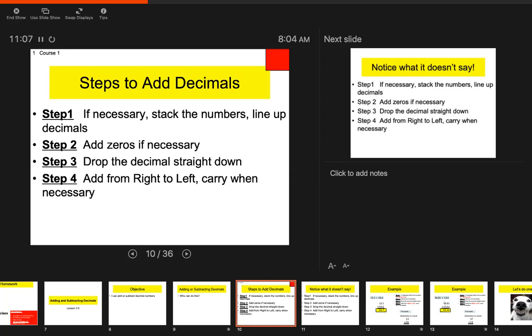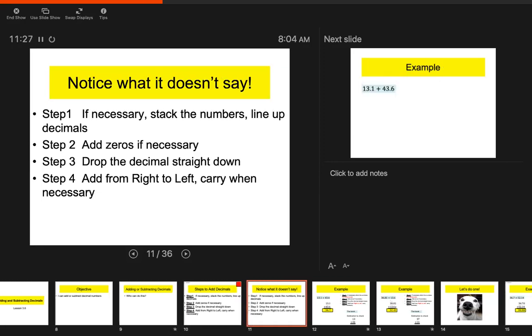Okay? We don't ever, when we're adding or subtracting, mess with the decimal. It doesn't move, it doesn't change, it drops straight down. Lastly, not a single one of you said, well, you've got to add the numbers from right to left. You are not allowed to add the numbers from left to right. You must go right to left.